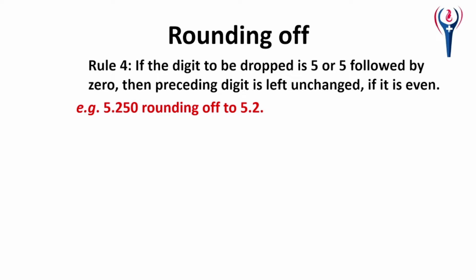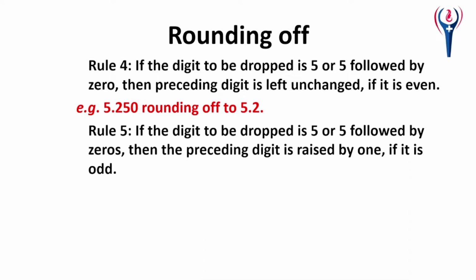Rule 4. If the digit to be dropped is 5 followed by 0, then there is no increase, just 5.250 as 5.2 itself. Rule 5. If 5 or 5 followed by zeros, then the preceding digit is raised by 1. Example 3.750. In 3.7, 7 is an odd number. If it is an odd number, then it can be raised by 1.